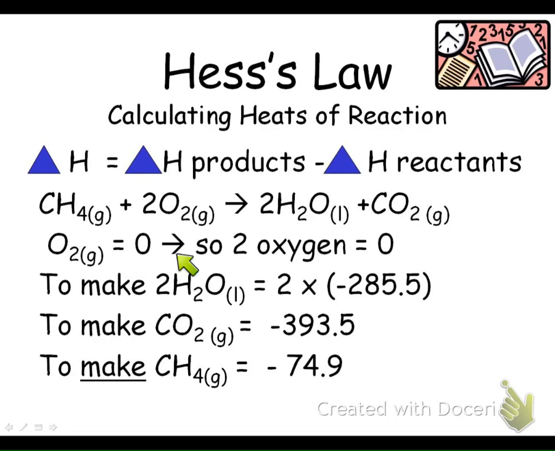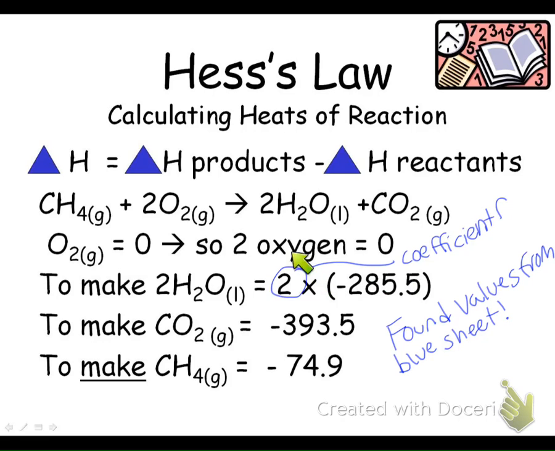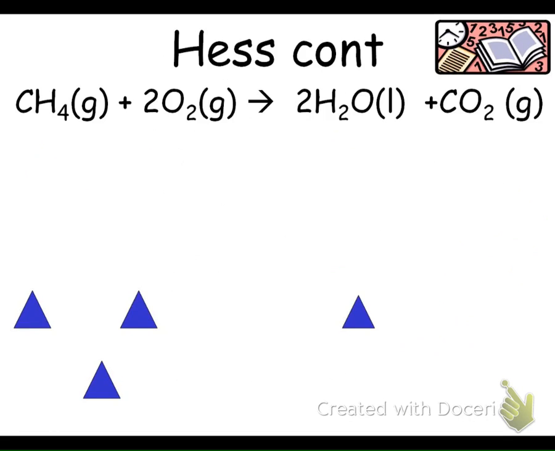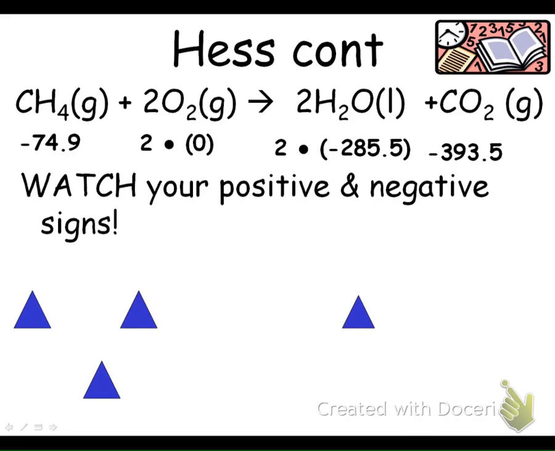And so here, I understand that for it to make 2 waters, it's 2 times negative 285.5 because there are 2 of them in the balanced equation. To make carbon dioxide it releases negative 393.5, and to make CH4 is negative 74.9. I'm just identifying and finding my values from the blue sheet. And then I like to add them underneath the chemical formula so that I don't make any mistakes when I'm doing my products minus my reactants.